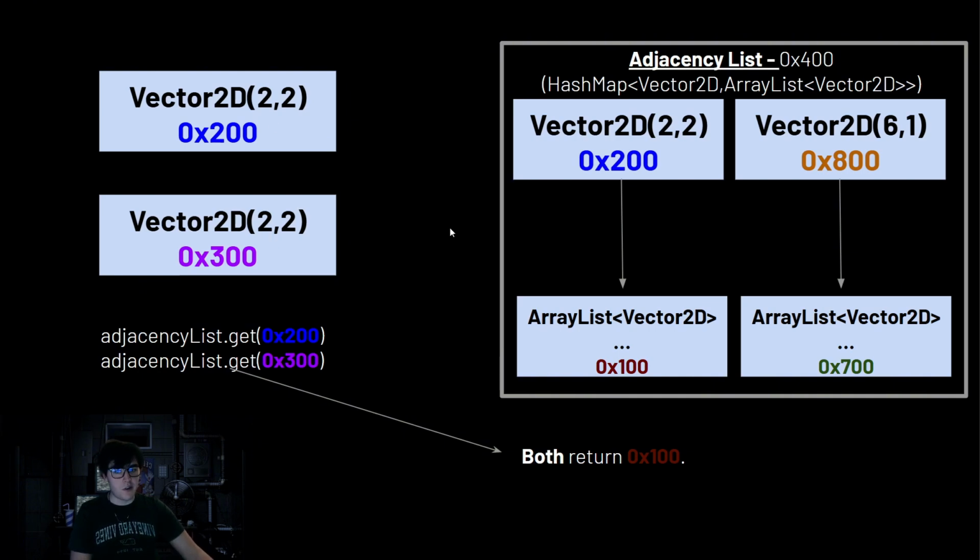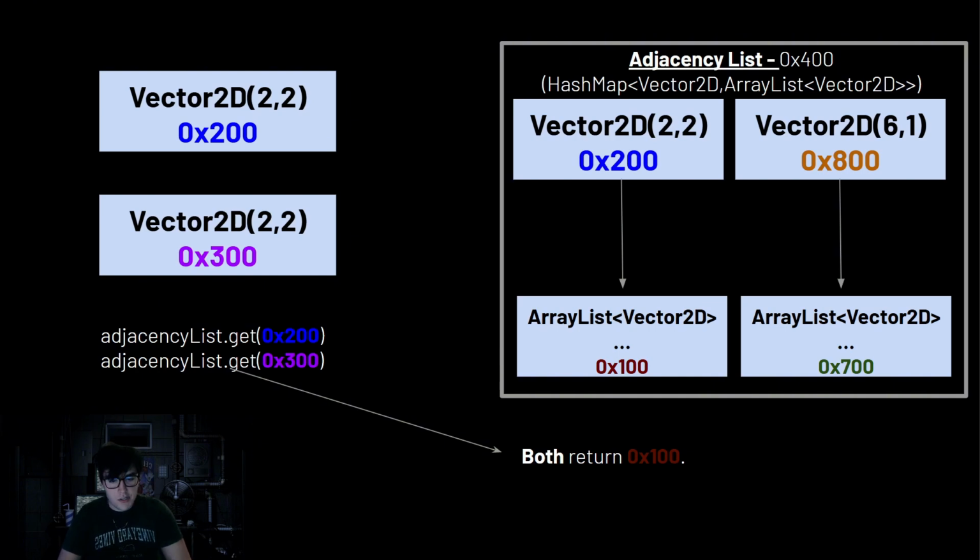So for simplicity, if I were to give this adjacency list dot get 0x300, it would return this value here, this 0x100, because in terms of Java now, after we implement those methods, this Vector2D and this Vector2D are equivalent. Same with these two, of course, but those were with the memory address. I get that it might be confusing, but once you realize why this is useful in your task, you are probably close to scoring the point.